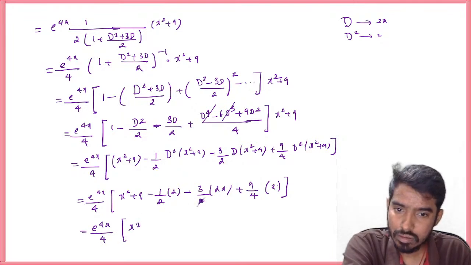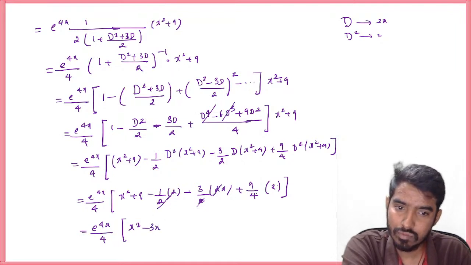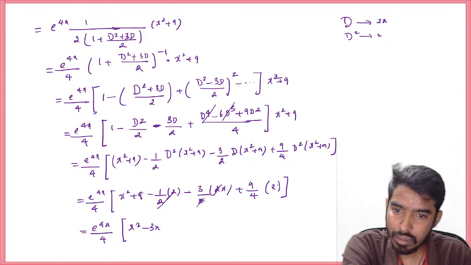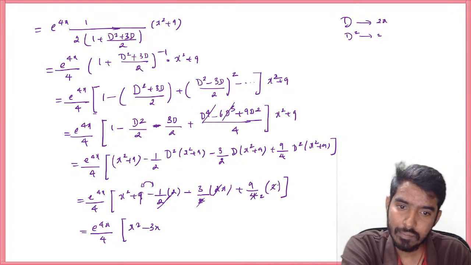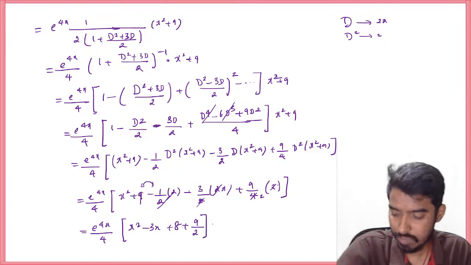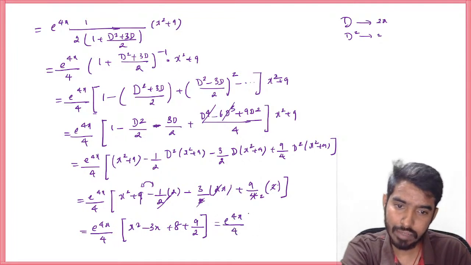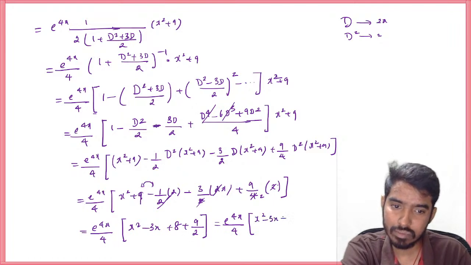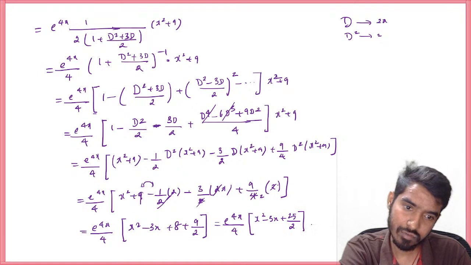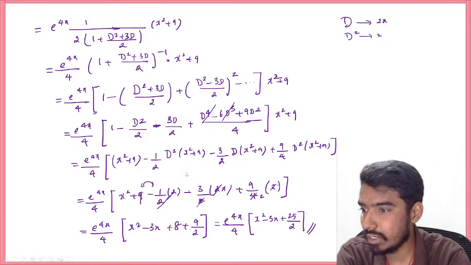So this will be e power 4x by 2, x square. The 2 will get cancelled. So x square minus 3x. 9 minus 1 is 8. 8 plus 9 by 2. 16 plus 9 is 25. So plus 25 by 2. So this term is equal to e power 4x by 2, x square minus 3x plus 25 by 2. This is your required particular integral, right?